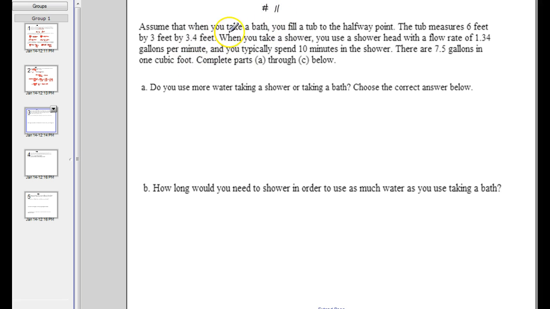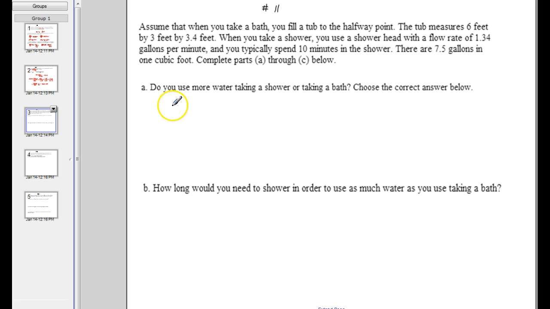So, assume when you take a bath, you fill the tub at the halfway point. The tub measures 6 feet by 3 feet by 3.4 feet. And when you take a shower, use a shower head with a flow rate of 1.3 gallons per minute. Typically spend 10 minutes in the shower. There's 7.5 gallons per 1 cubic foot. And we're supposed to do these 3 parts. So do you use more water taking a shower or a bath?